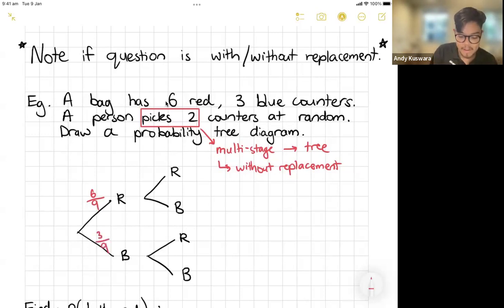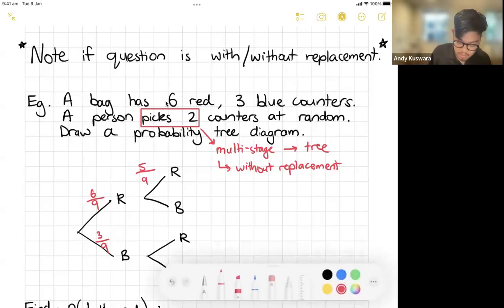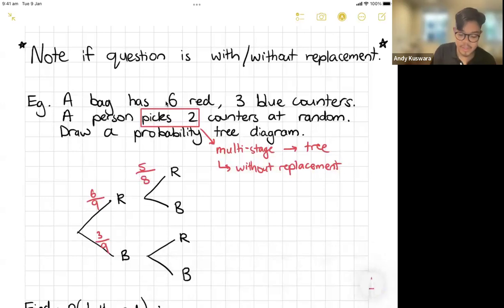Now if I've picked one red, I started with 6, I picked one red, and I don't put it back in the bag, there's no longer 6 red tokens for me to pick. There's only 5 left. And this is where most people slightly forget: it's not out of 9. Because if I started with 9 counters and I've taken one out from the first pick, there's only 8 left. So without replacement, we need to make sure that we account for this. So now there's only 5 out of 8 for the red.